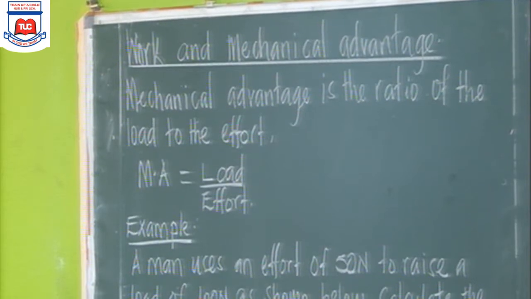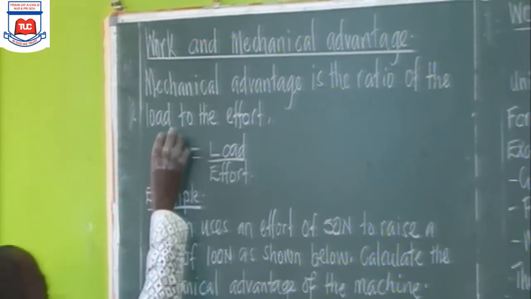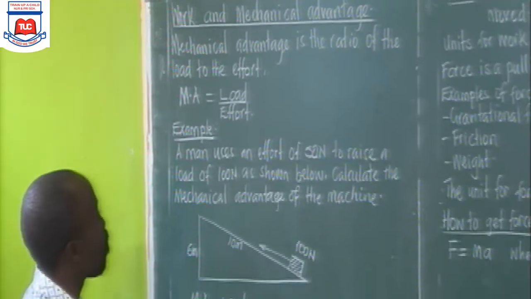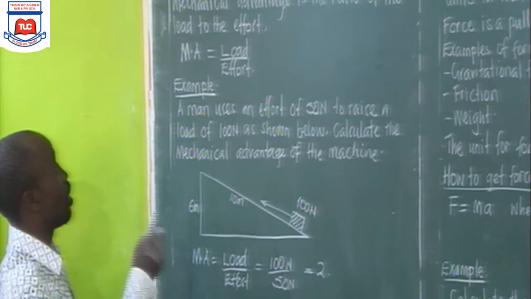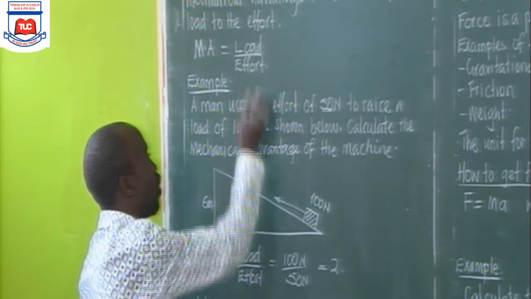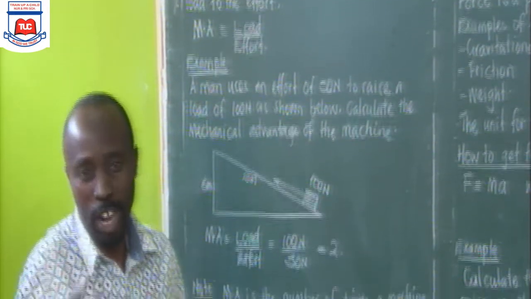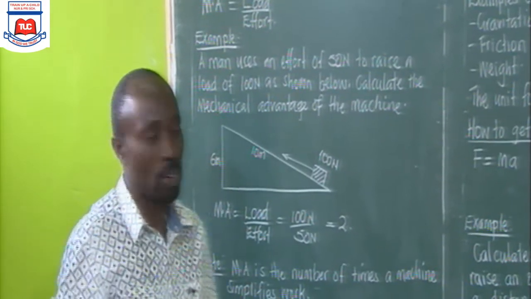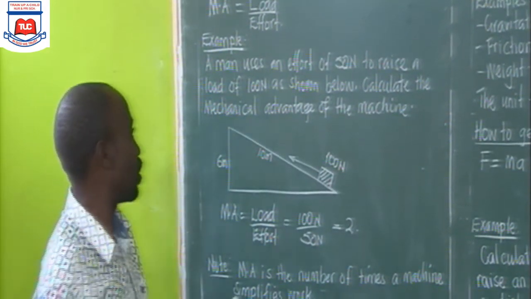All right. Let's look at MA. This one simply means mechanical advantage. It is a short form of writing mechanical advantage. That is, MA is equal to the load over the effort. So you look at the load you're trying to carry and also look at the effort you're supposed to use to move that load through a certain distance.